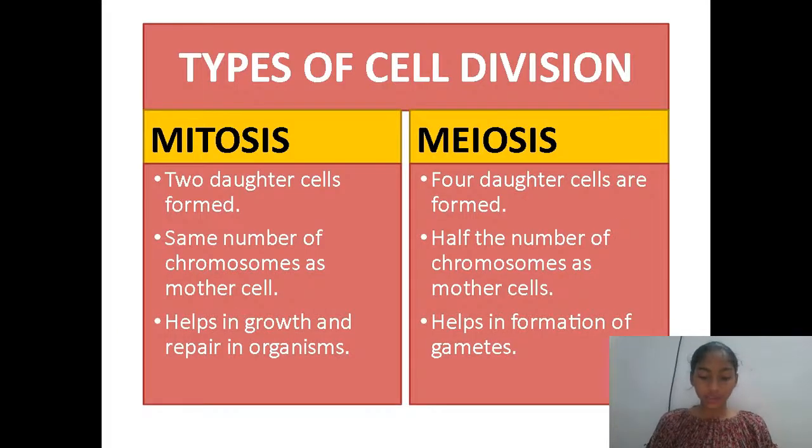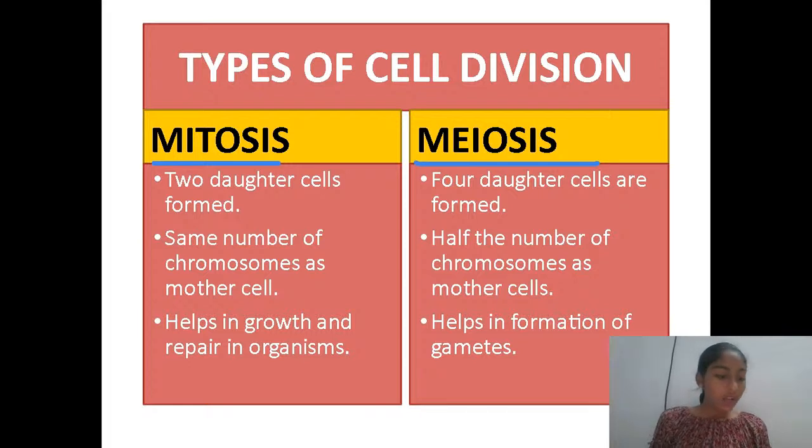Types of cell division. There are two types of cell division, that is mitosis and meiosis. Mitosis is where two daughter cells are formed. So from one mother cell, two daughter cells are formed in mitosis, with the same number of chromosomes as the mother cell. Let me draw the picture. I guess I don't have the picture here. So in mitosis, two daughter cells are formed with the same number of chromosomes as the mother cell, and they help in growth and repair in organisms.